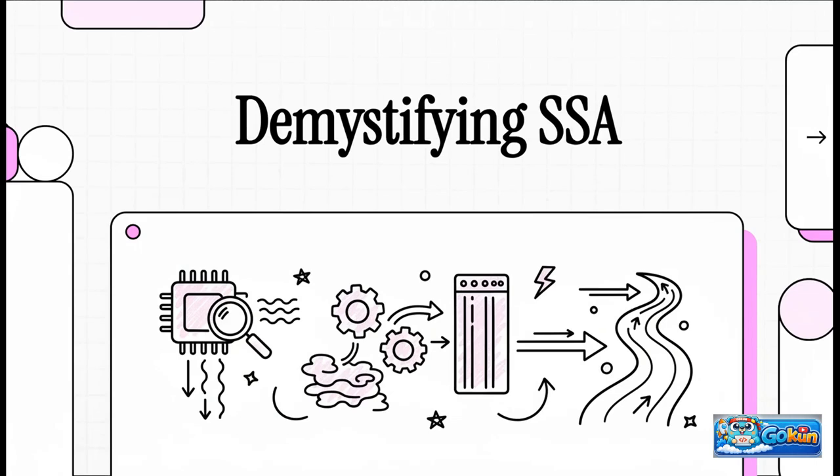Have you ever written some code, hit compile, and just kind of wondered what secret magic is happening under the hood to make it run so fast? Well, today, we're pulling back the curtain on one of the compiler's absolute cleverest and most important hidden tricks, static single assignment, or SSA. You'll see it's the foundation that makes almost all modern code optimizations even possible.